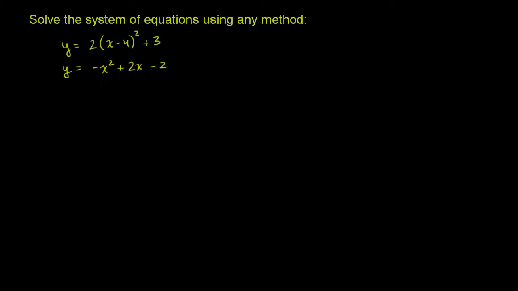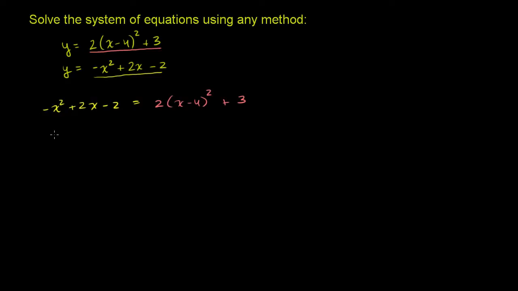So in order to find the x values, they need to equal the same y value. So this y has to be that y value. So the solution is going to occur when this guy right here, negative x squared plus 2x minus 2, is equal to that guy up there, 2 times x minus 4 squared plus 3. And now let's just try to solve for x.